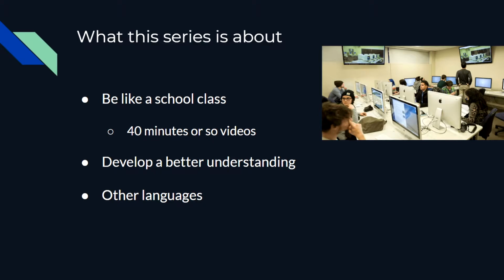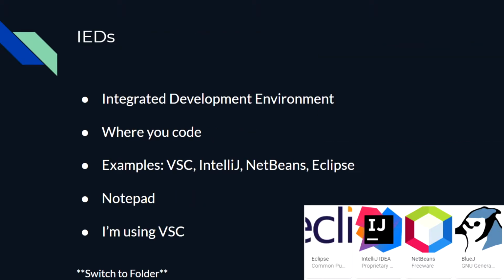So let's start with some IDEs. An IDE is an integrated development environment. It's where you code. It's where you see all the hackermen typing and stuff. They're using an IDE. Examples of this are VSC, short for Visual Studio Code, IntelliJ, NetBeans, and Eclipse. The latter three are specifically for Java development. It doesn't even have to be a fancy IDE. You can use Notepad. You can just right-click, new text document, and code in there. I will be using Visual Studio Code.